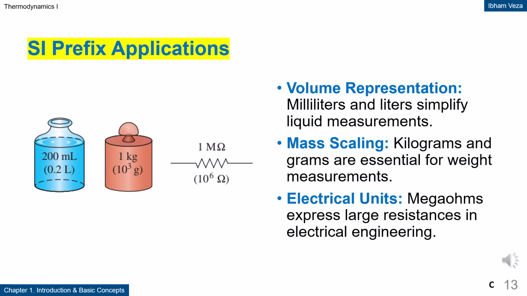SI prefixes simplify the representation of volume, mass, and electrical quantities. For example, milliliters and liters simplify liquid volume measurements. Kilograms and grams adjust the scale of mass measurements. In electrical engineering, megaohms are used to express very large resistances. These examples show the importance of SI prefixes in daily practice.